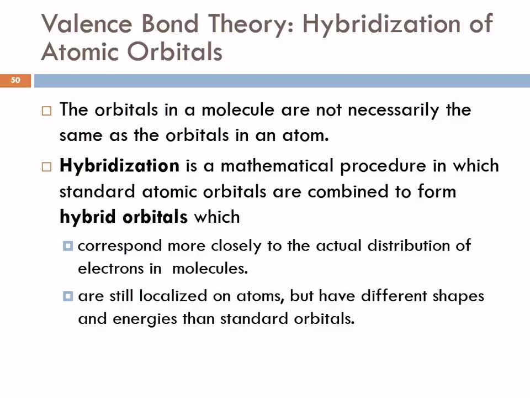And what's missing is that the orbitals in a molecule are not necessarily the same as the orbitals in an individual atom. The process of coming together into a molecule changes the orbitals. And so we say that they get hybridized. Hybridization is a mathematical procedure in which you take the standard atomic orbitals, the s, p, d, and f's, and you combine them into what are called hybrid orbitals. These hybrid orbitals correspond better to the actual distribution of electrons. They are still localized between the two atoms, but they have different shapes and energies than the standard orbitals.